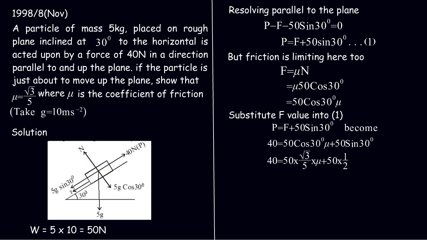Simplifying further, it becomes 40 minus 25 equals 25 root 3 mu, and dividing both sides by 25 root 3, mu will be equal to 3 divided by 5 root 3, and rationalizing by multiplying both the numerator and denominator by 5 root 3, it will give us root 3 over 5.